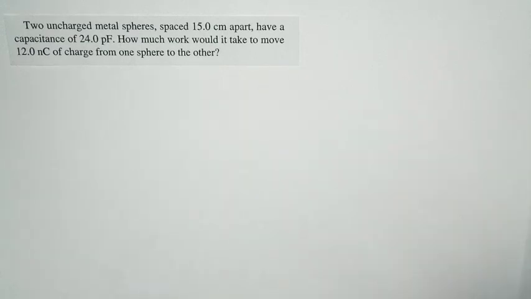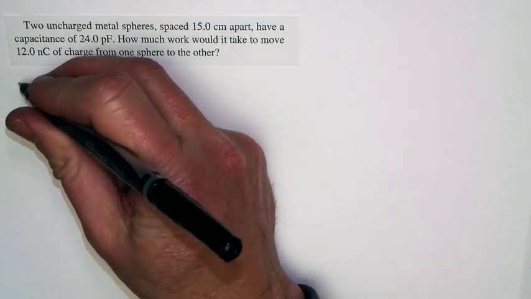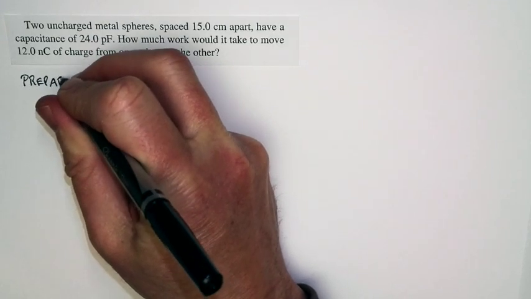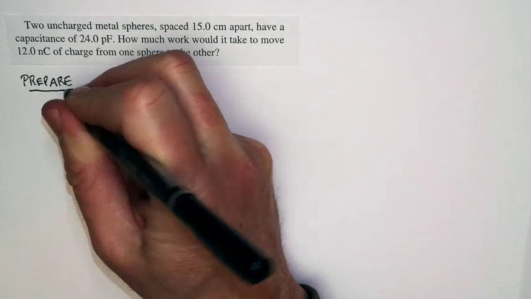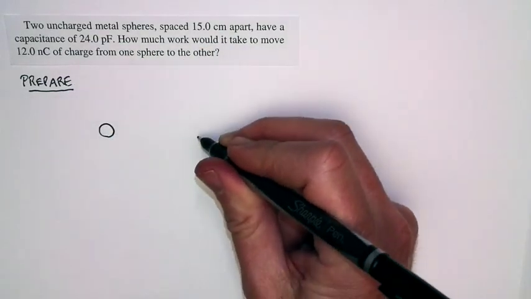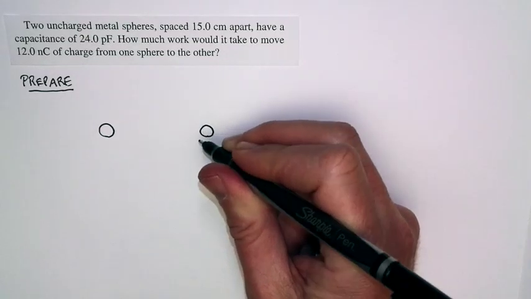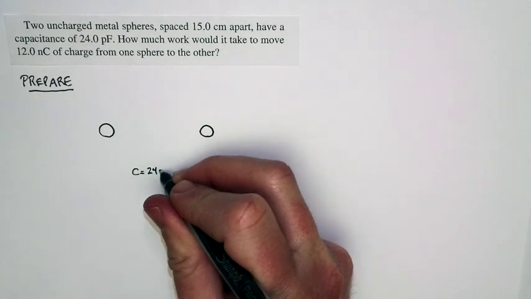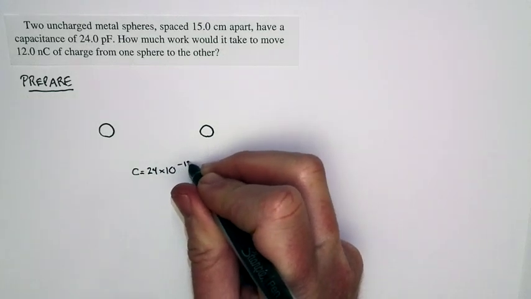Here's a problem where really most of the work is in the setup. So let's go ahead and sketch it out. First off, we have two uncharged metal spheres, and they're placed 15 centimeters apart. Now we're told that this combination of spheres has a capacitance of 24 picofarads. Okay, so 24 times 10 to the minus 12th farads.